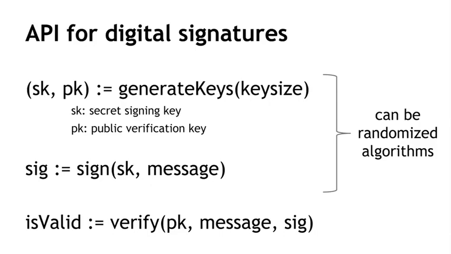Okay, so these three operations, these three algorithms, constitute a signature scheme. And I'll note that the first two can be randomized algorithms. The verification won't be; it will always be deterministic. And in fact, if you think about it, generate keys had better be randomized, because it ought to be generating different keys for different people.